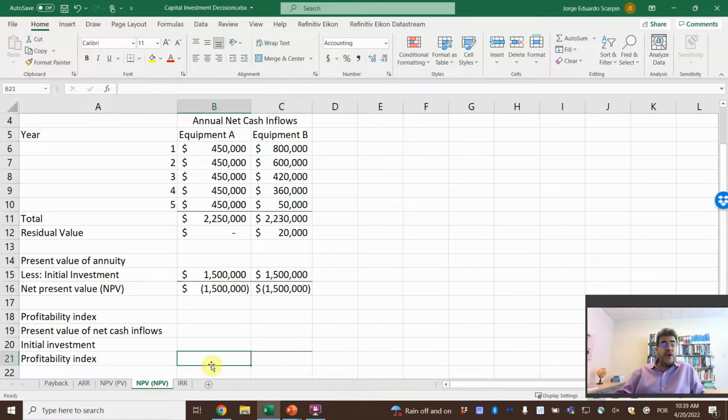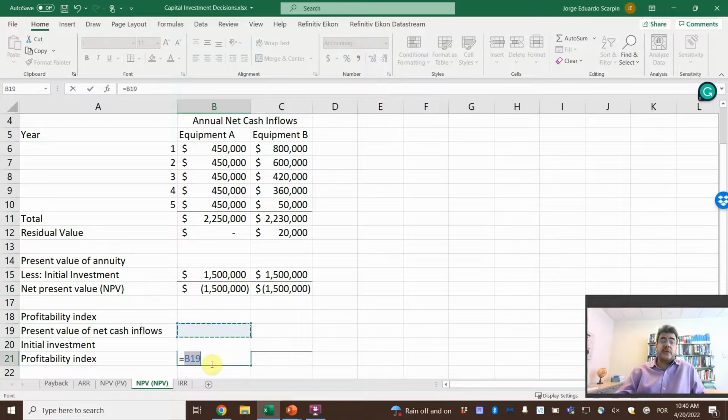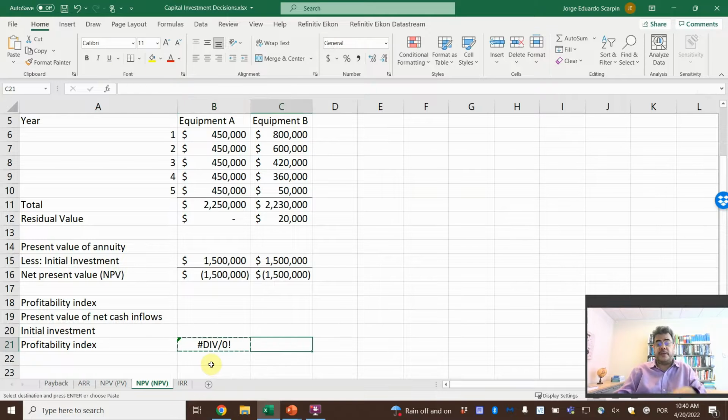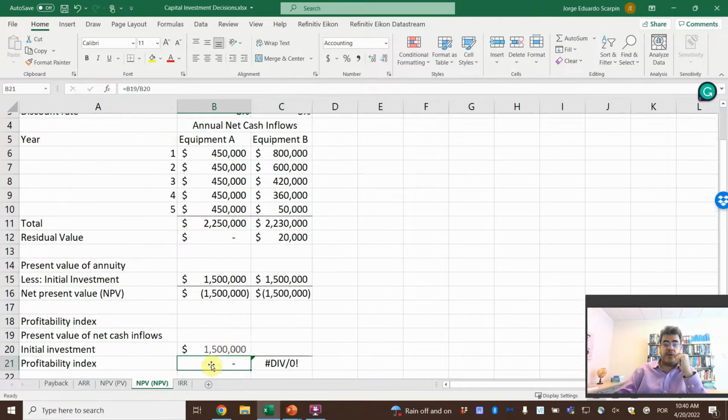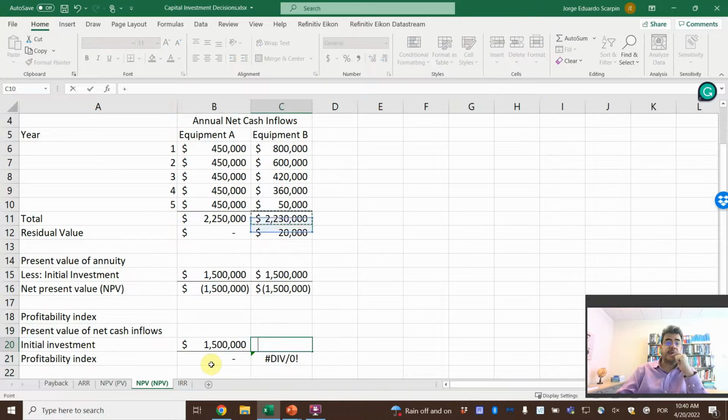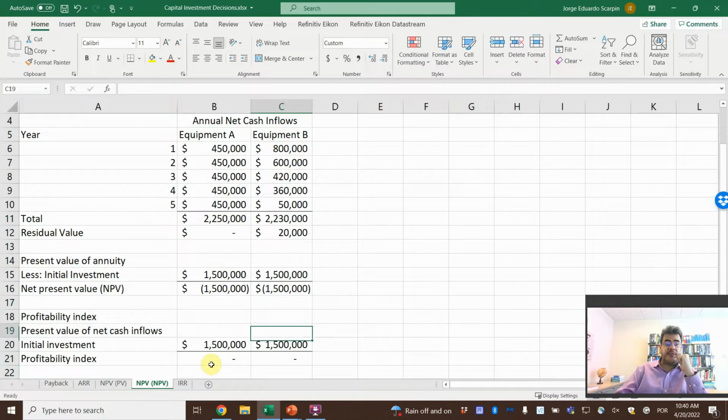That is the same as net present value. However, instead of being the present value of net cash inflow less initial investment, it is the present value of net cash inflow divided by the initial investment. And then the initial investment is here, the $1.5 million. And the present value of net cash inflows is the present value of the annuities. So, okay, how do we find the present value of annuities?